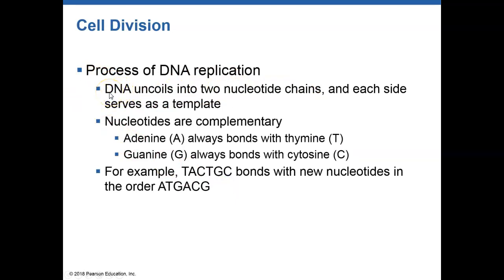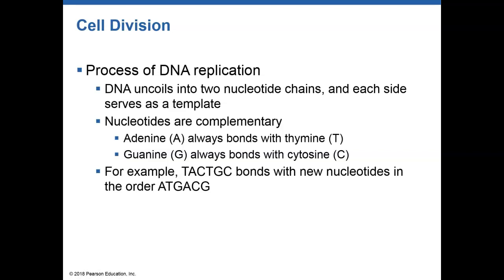The process starts with DNA uncoiling. So DNA is a double-stranded molecule. It's going to unwind and unzip. So unzipping means hydrogen bonds between the nucleotides are going to break. The nucleotides come apart, and then DNA polymerase, which is an enzyme, binds and allows new complementary nucleotides on each of the parent strands to come along.